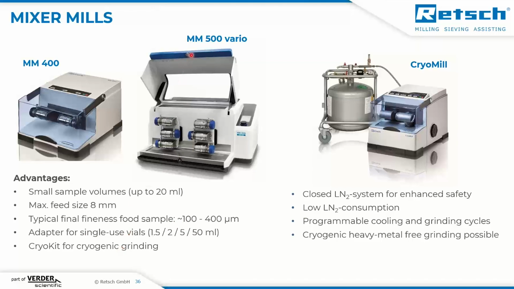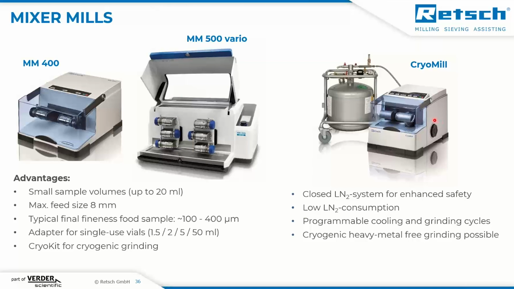The advantage of the MM500 is that you have very high throughput with 6 grinding stations, so 6 samples can be processed at one time, and it has a little bit more power, 35 hertz compared to 30 hertz of the classic mixer mill MM400, and this leads to faster grinding results, of course.